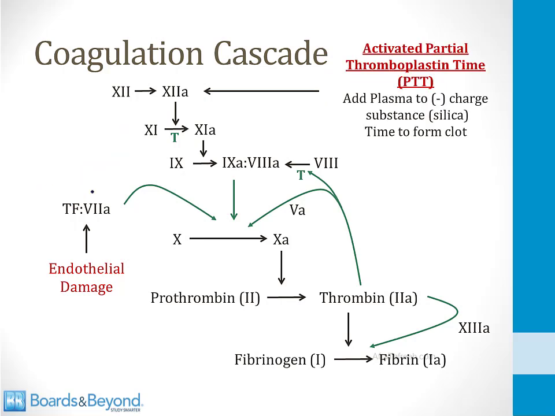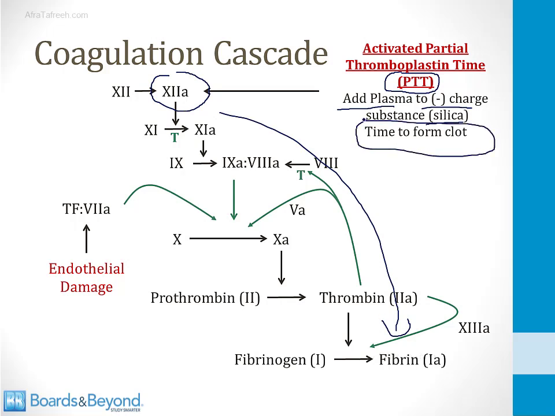The test for the intrinsic pathway is called the activated partial thromboplastin time, or the PTT. To do this test in the laboratory, you take a sample of a patient's plasma and you add it to a negatively charged substance, usually silica. And as I told you before, negatively charged substances will activate factor 12 to 12A, and that will lead to the formation of fibrin.